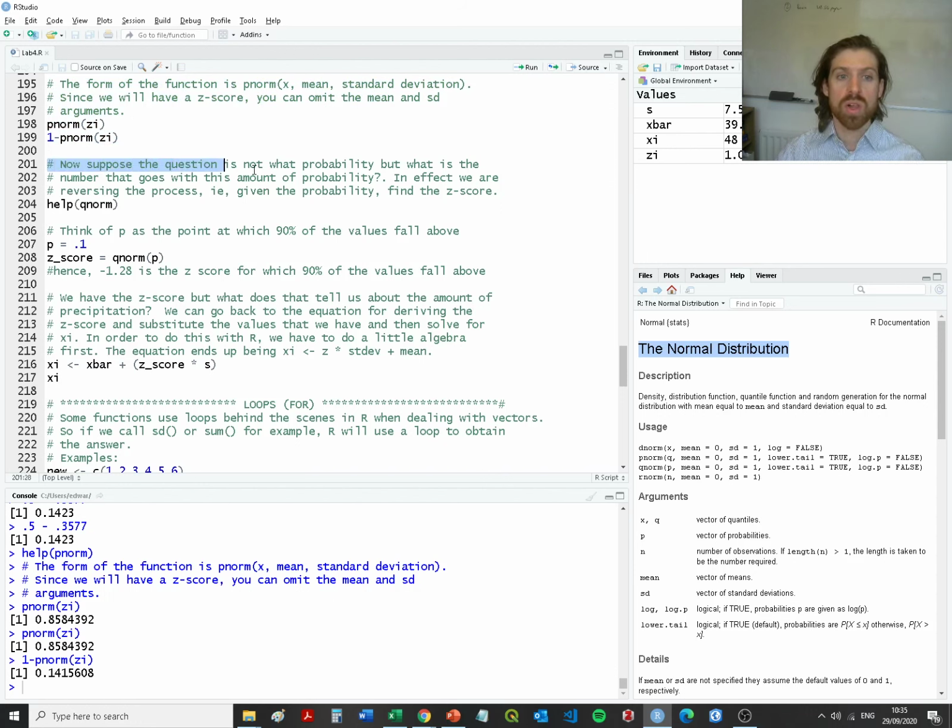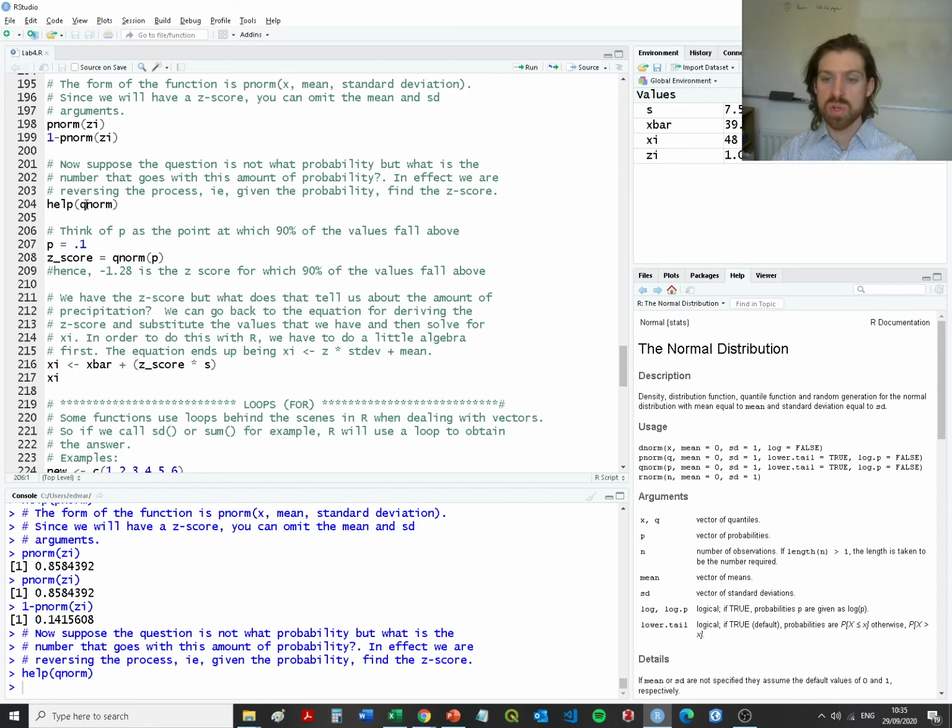So the question is, suppose the question's not probability, but what is the number that goes with this amount of probability? Here we've been using the relative values so far, but we're interested in actually finding what the absolute value might be for a particular part of the distribution. So in effect, we're reversing the process. For a given probability, find the z-score.